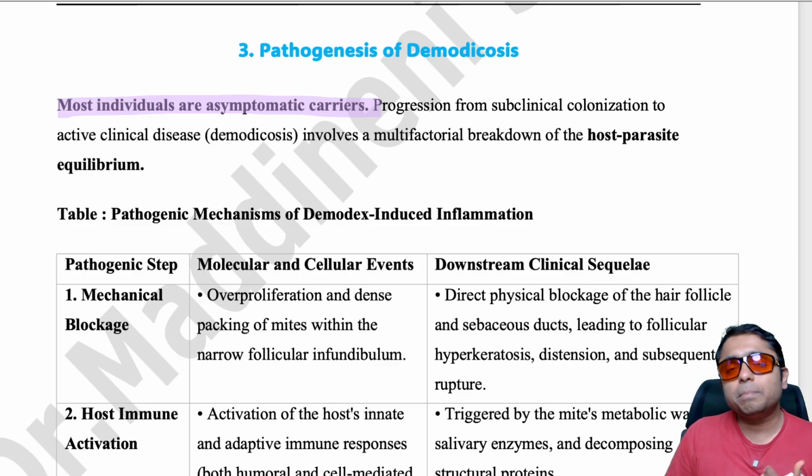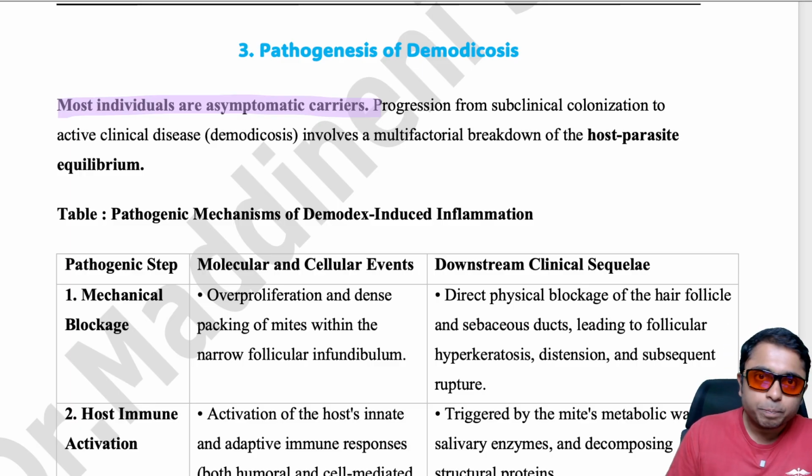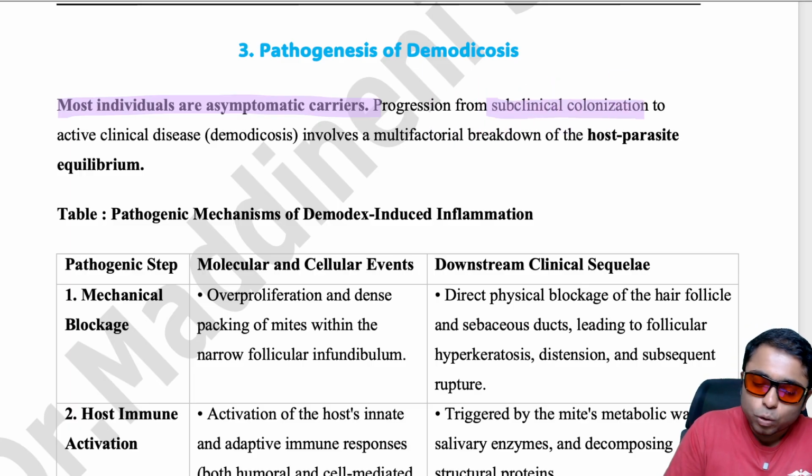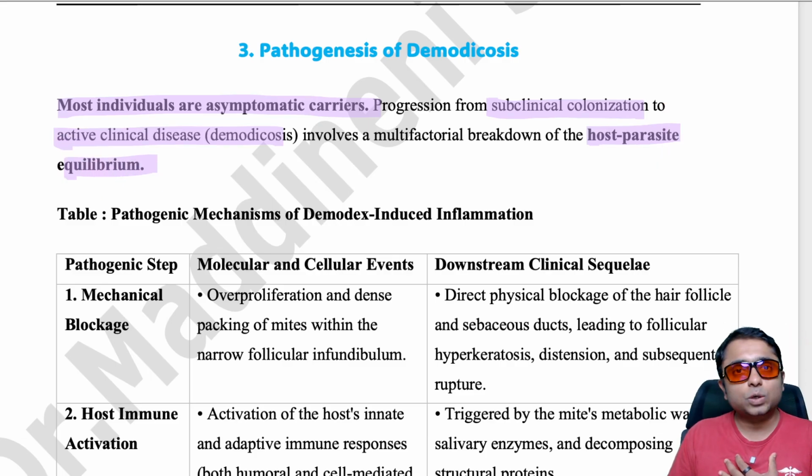In you and in me also, this mite is going to be there if we look under the dermatoscope, but we are not having any issues whatsoever. But progression from the subclinical colonization to active clinical disease, that is demodicosis, is involving multifactorial breakdown of the host parasite equilibrium. That is, we as a host and the mite, the Demodex as a parasite, we are in equilibrium.